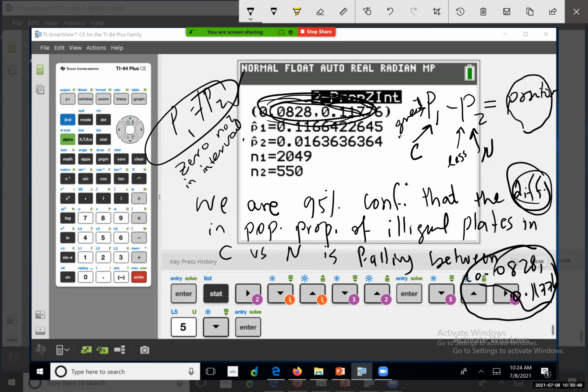Yeah, I kind of don't know what you just meant by what you said. By the zero? Yeah. So the interval here is the difference of P1 minus P2. That's what the 2 prop z int is. We have to do that P1 minus P2 every time we do a two prop interval. And any interval you get as a result of 2 prop z interval is representing P1 minus P2.